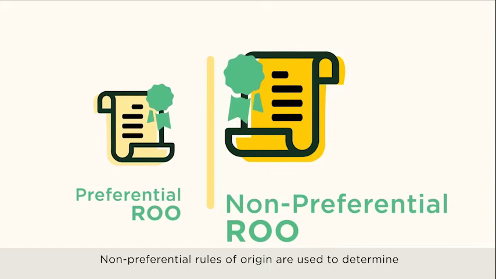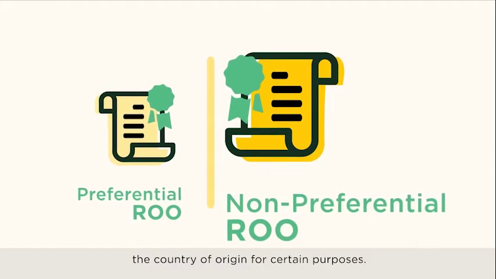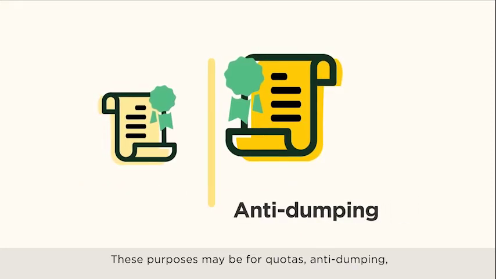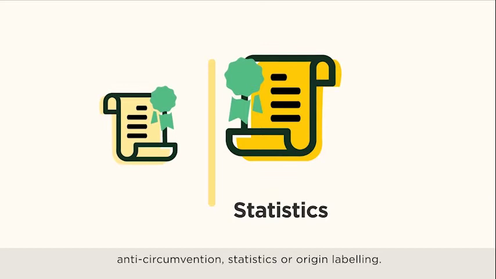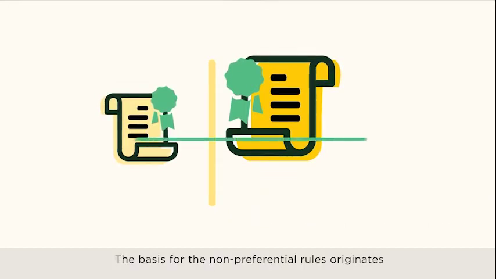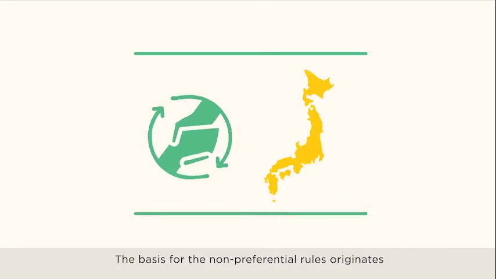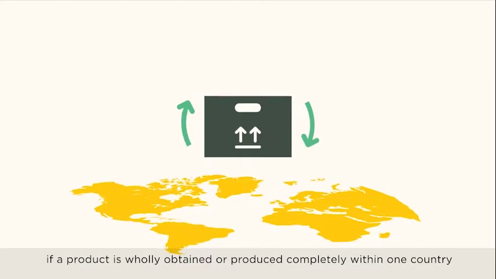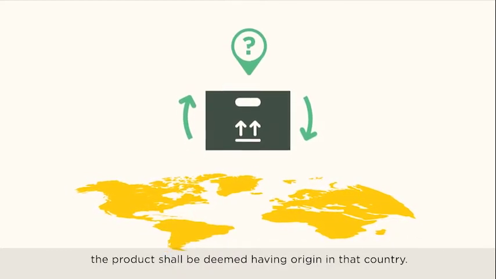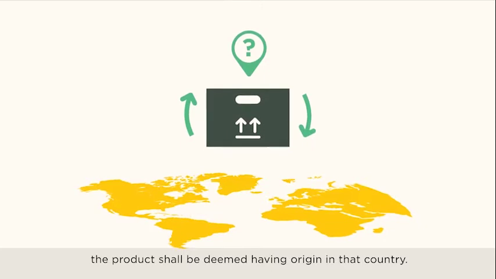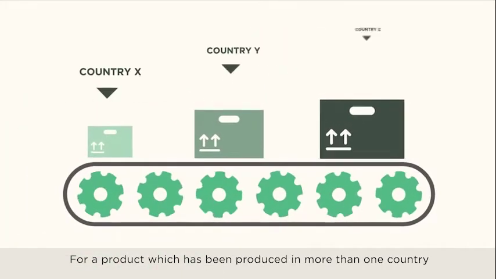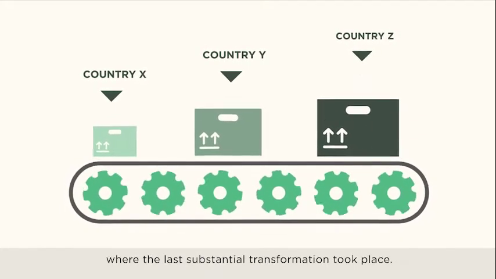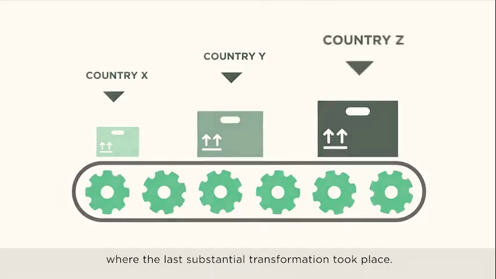Non-preferential rules of origin are used to determine the country of origin for certain purposes. These purposes may be for quotas, anti-dumping, anti-circumvention, statistics, or origin labeling. The basis for the non-preferential rules originates from the Kyoto Convention, which states that if a product is wholly obtained or produced completely within one country, the product shall be deemed having origin in that country. For a product which has been produced in more than one country, the product shall be determined to have origin in the country where the last substantial transformation took place.